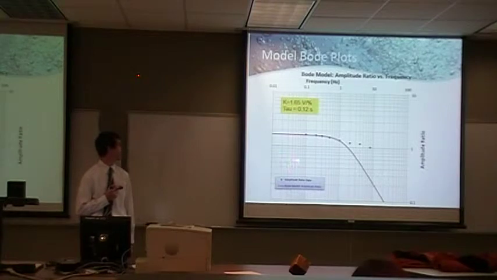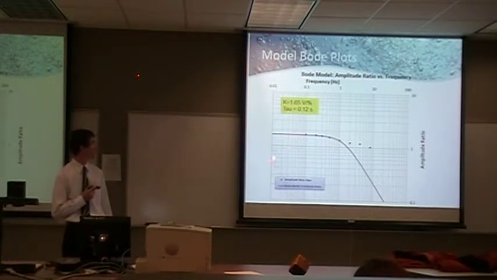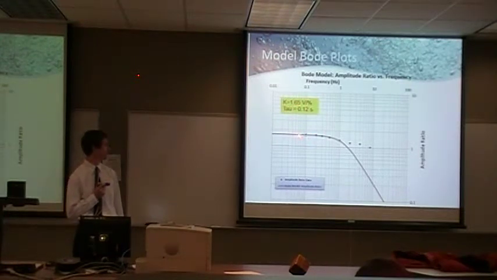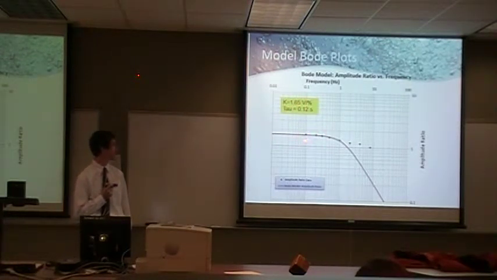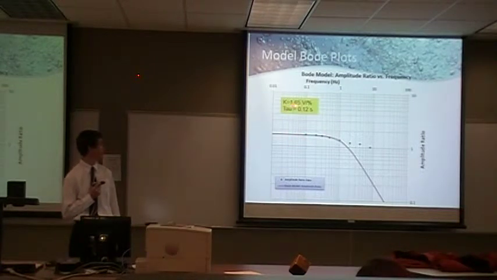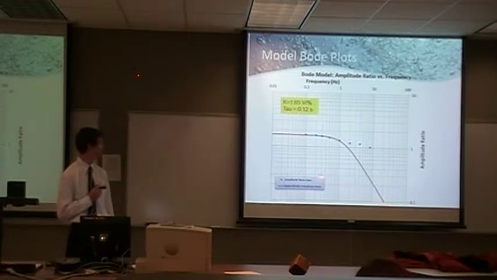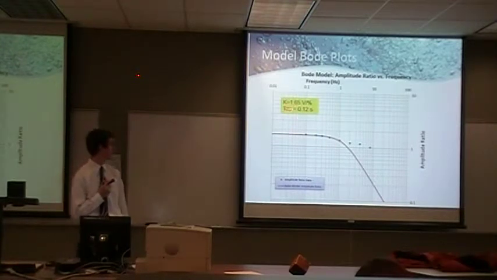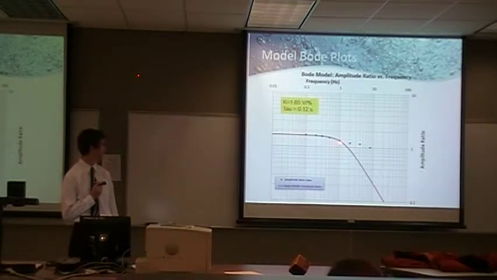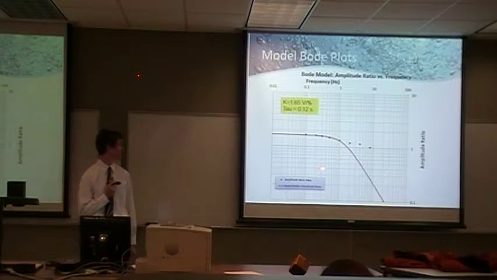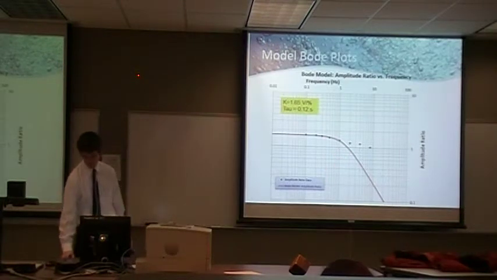This is the Bode model of the amplitude ratio versus the frequency. For this model, we were trying to get our K value to correspond with our low frequency amplitude ratio. And for that, our K for this set of data turned out to be 1.65 volts per percent. And we were also trying to get the tau value to correspond with the corner of this data right here. And so tau ended up being 0.12 seconds for this set of data.